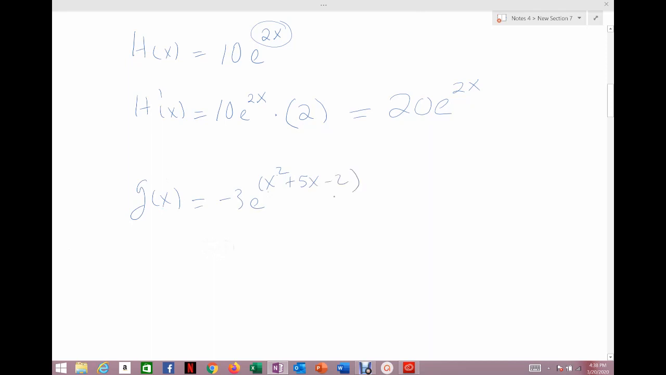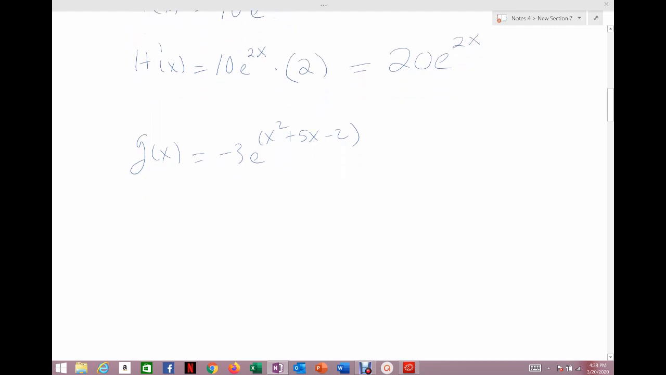All right, so I've got my g of x function, which is negative 3 times e raised to that quadratic, right, x squared plus 5x minus 2. And so when I take the derivative of g, the first thing you do is write the original expression down without changing a thing. So negative 3e to the x squared plus 5x minus 2, but I'm not done yet. That's the outside.